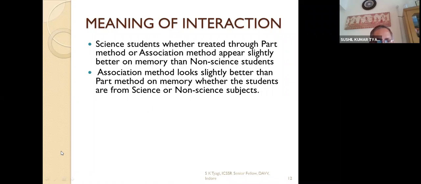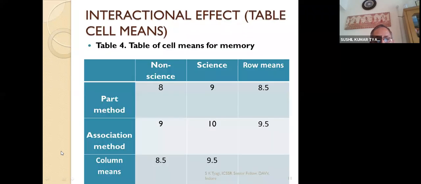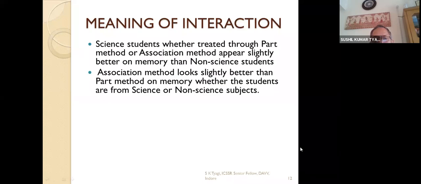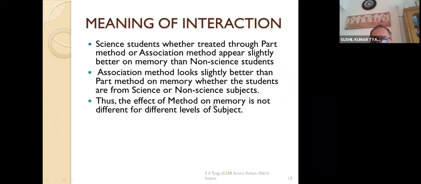So association method is better: 9.5 is slightly better than 8.5, and this 10 is better than 9, and 9 is better than 8. So association method overall is better, and for science as well as non-science it is also better. Thus, the effect of method on memory is not different for different levels of the subject.